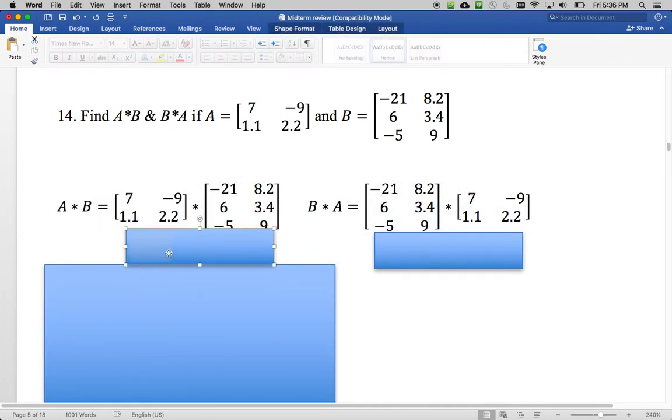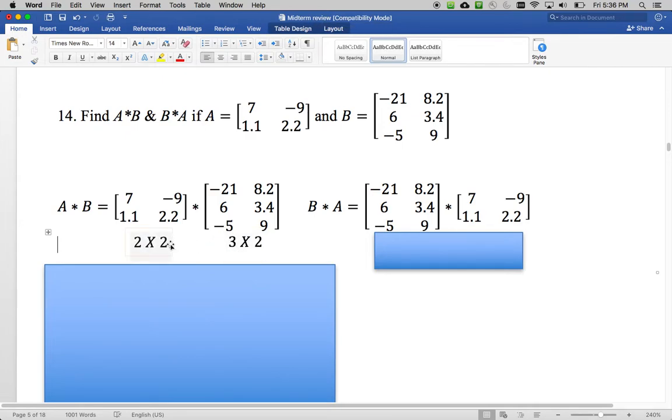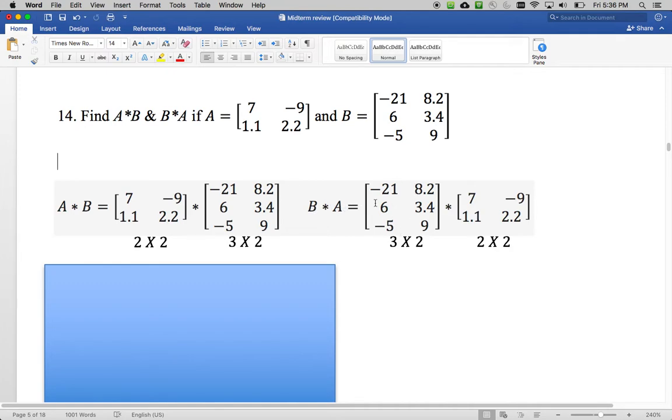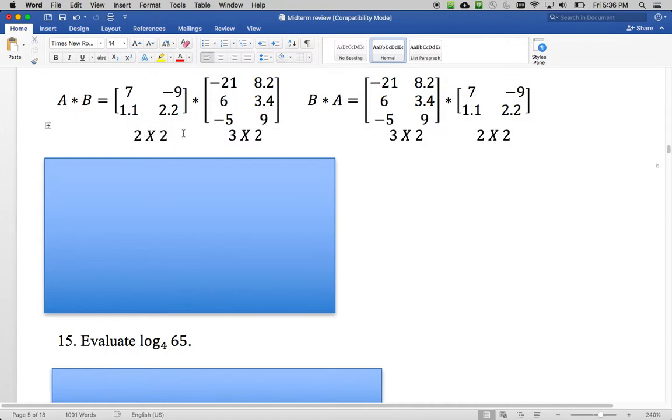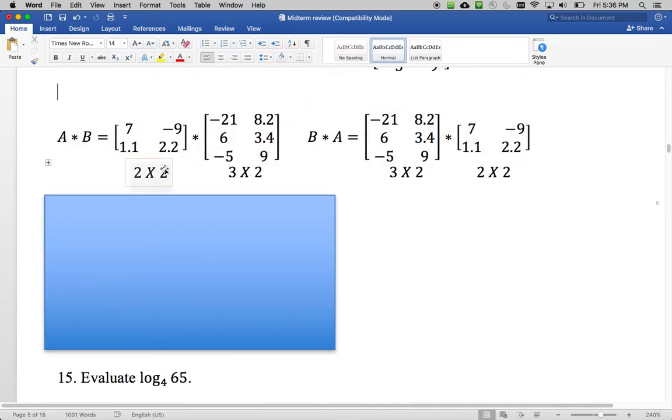Okay, and hopefully you remembered that when you're multiplying, you have to figure out what the dimensions of your matrix are. So this matrix A is a 2 by 2 matrix. Matrix B is a 3 by 2 matrix. And in this case over here, we're multiplying B times A. So matrix B is first, and then matrix A, excuse me. Now, hopefully you remembered that if this value does not match this value, then you cannot multiply the two matrices together. So the inside numbers have to match, and then the outside numbers tell you the dimensions of your resultant.